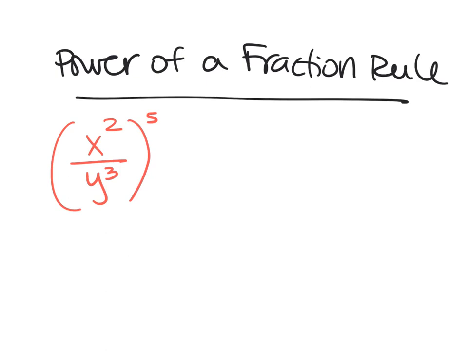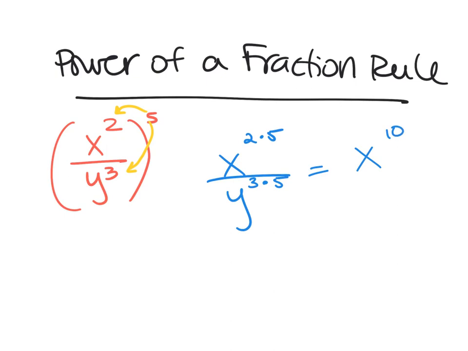All right, next one. So the next rule is the power of a fraction rule. Same idea as before. You just want to make sure you distribute the exponent to both the top and the bottom. So when you do that, you're going to have x squared, and I got that times 5 here, and then y to the power of 3, and that's also going to be 5. So this would be x to the power of 10 over y to the power of 15.